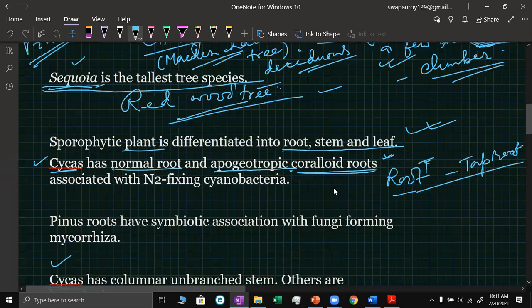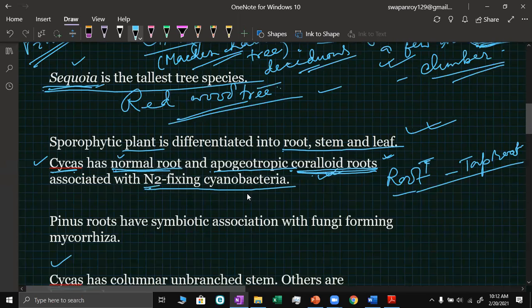Okay, the root of this cycas also appears like corals. So it is known as coralloid root. And this root grows above the ground, not inside the ground. They have a normal taproot that is under the ground, under the soil, but the coralloid root is above the ground. This is because they have nitrogen fixing cyanobacteria.